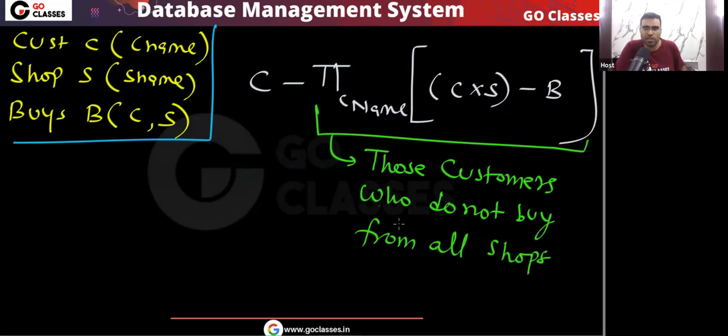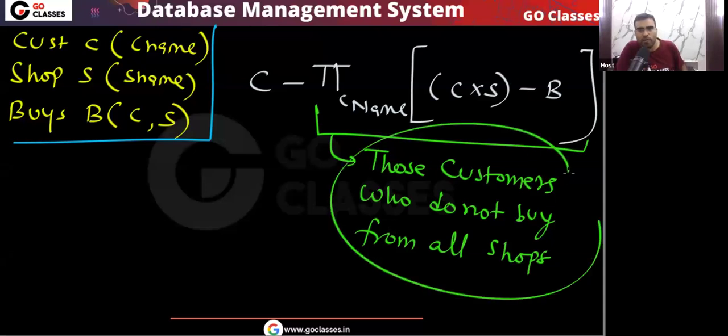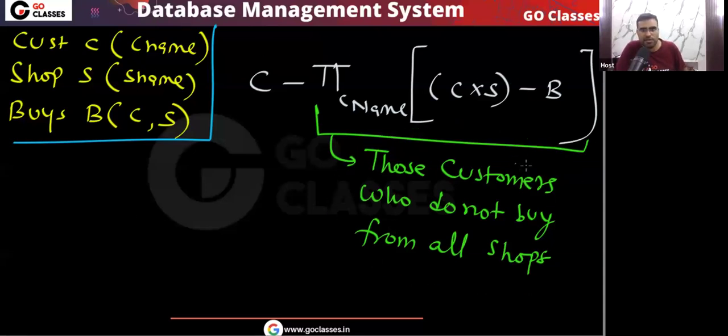They can buy from some shop, but they do not buy from all shops. It means they do not buy from at least one shop. These are the customers who do not buy from at least one shop. There is at least one shop from which they do not buy. So very simple, these are the customers who do not buy from all shops.